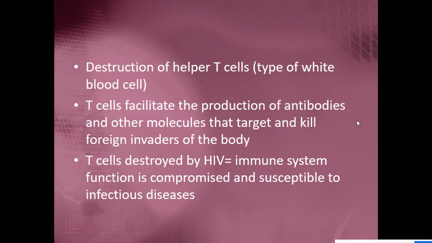The destruction of the helper T cells. These are a type of white blood cell. The T cells facilitate the production of antibodies and other molecules that target and kill foreign invaders of the body. T cells are going to be destroyed by HIV, which means your immune system function is then compromised and you're susceptible to infectious diseases. So that's why people who start to get an active form of HIV normally get sick, and you can end up dying from like a common cold.